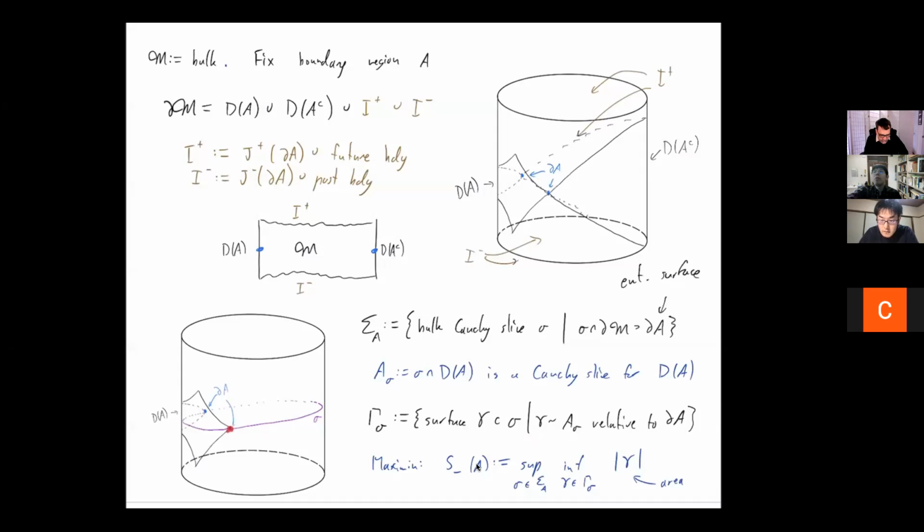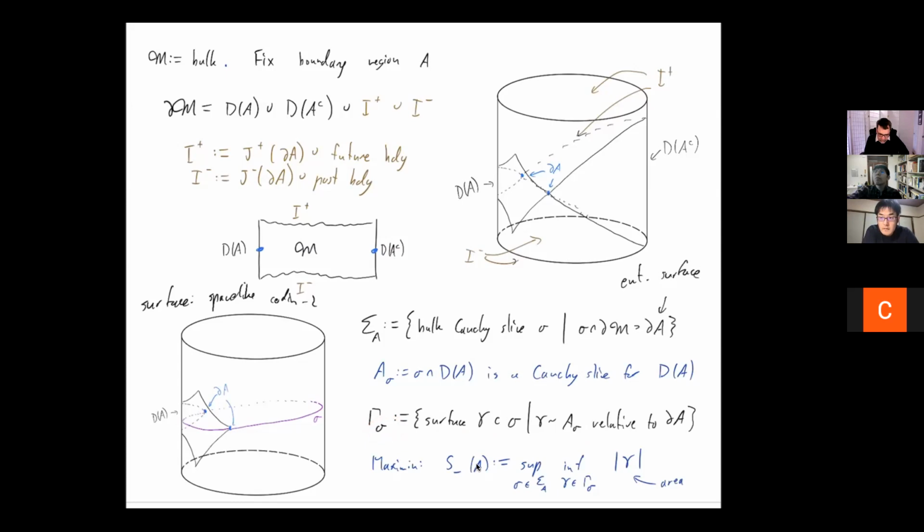Okay, so when I say surface, I always mean a space-like codimension two submanifold. So my entangling surface is a space-like codimension two submanifold on the boundary, and gamma is a bulk surface, which is a space-like codimension two surface in the bulk. So for any particular bulk slice sigma, I have a family of such surfaces that are allowed. So this here is the homology constraint that gamma has to be homologous to A sub sigma.